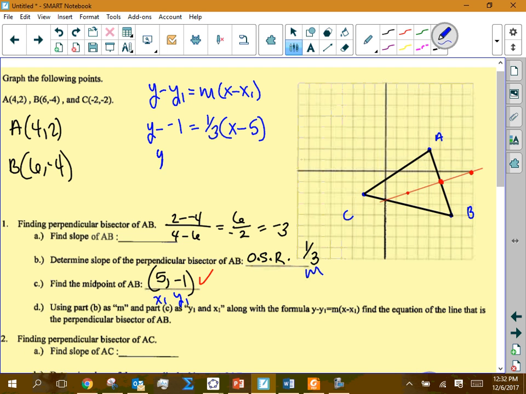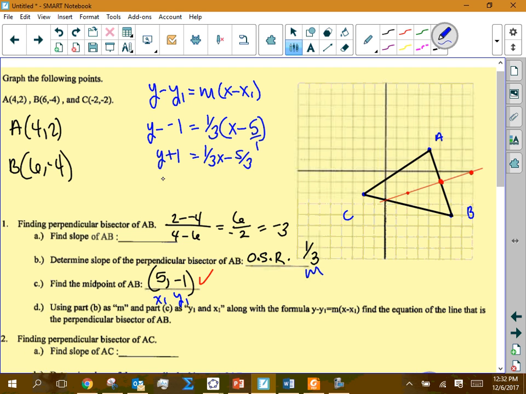Minus the negative becomes plus, right? I'm going to distribute my 1/3 through. So I get that. 1/3 times 5, those are fractions, right? 1 times 5 gives me 5. 3 times 1 gives me 3.